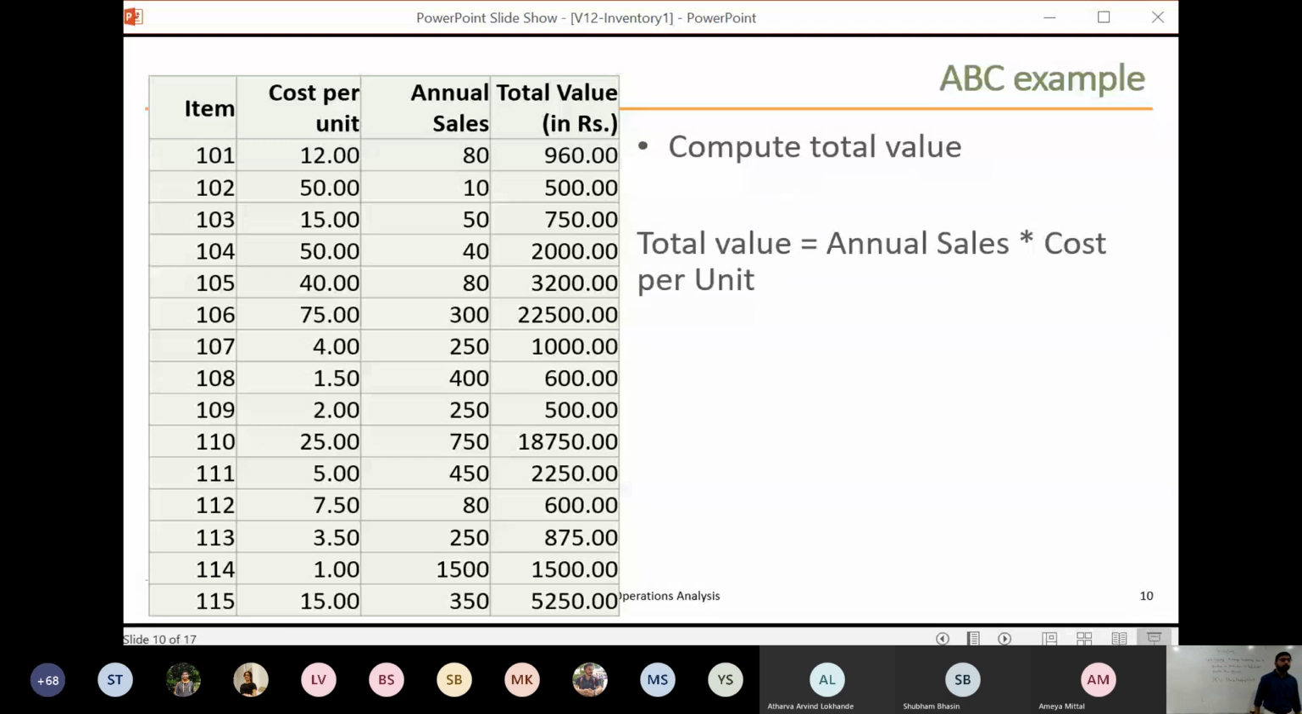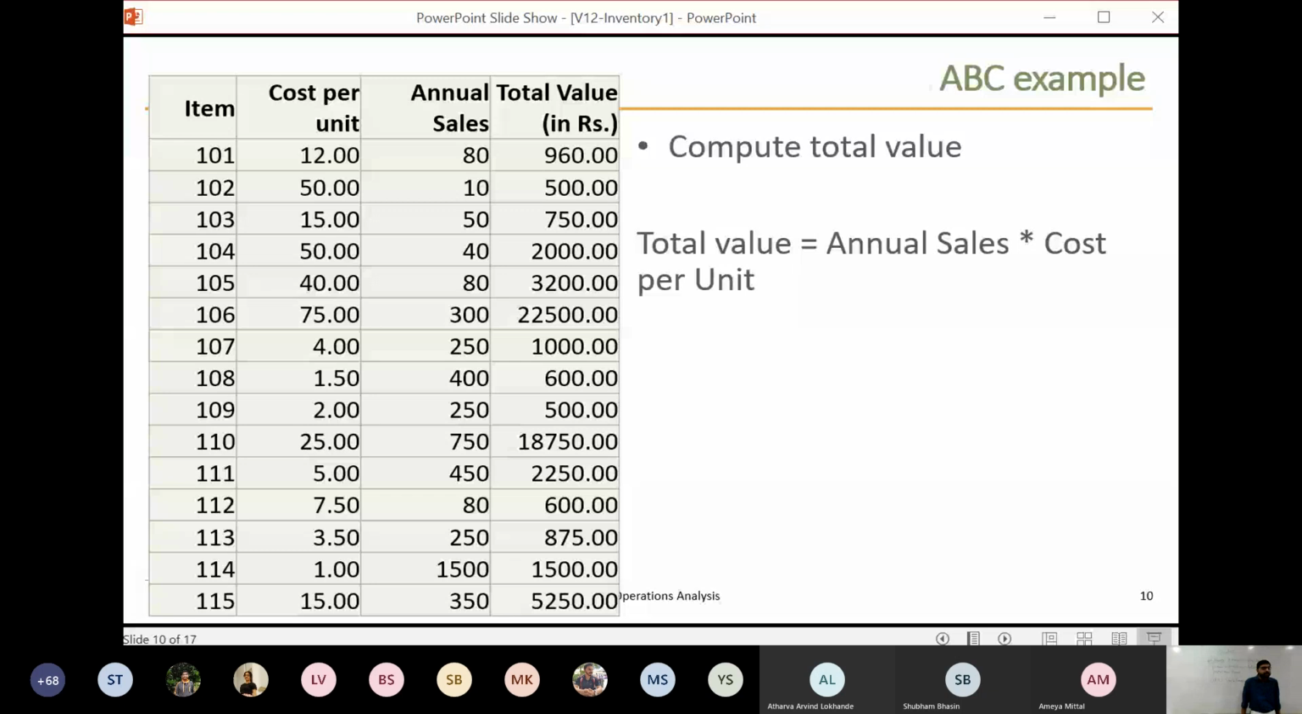So the first step we need to do is compute its total value. Total value is nothing but annual sales times cost per unit. Why do we do that? Now you can compare these three columns: cost per unit, annual sales, and total value. In cost per unit, the most expensive item is item 106, 75 rupees, followed by 104 and 102, 50 rupees each. So as per cost, those three are the most important.